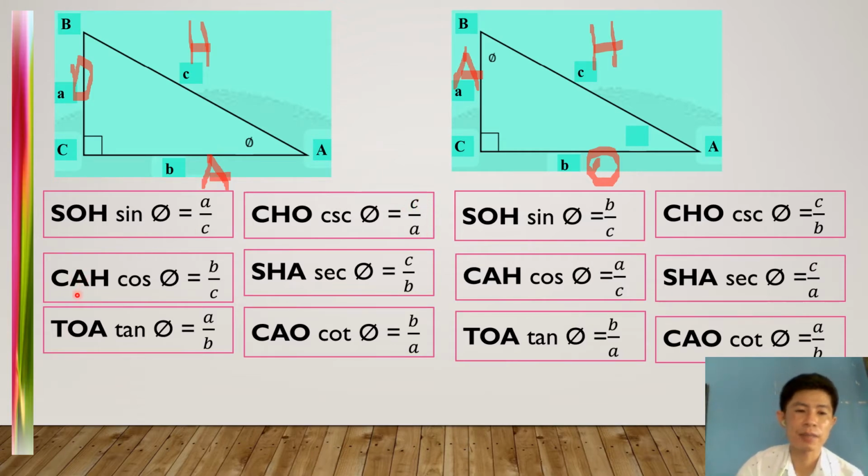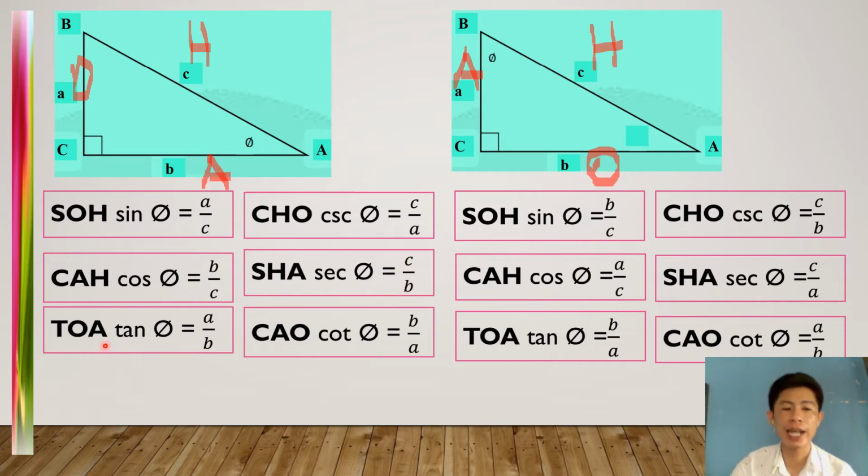Okay, next, we have cosine theta is equal to adjacent over hypotenuse. So this is the angle. This is adjacent. This is hypotenuse. So B over C. So, cosine theta is equal to B over C. And the reciprocal of cosine is secant. So, the reciprocal of B over C is C over B.